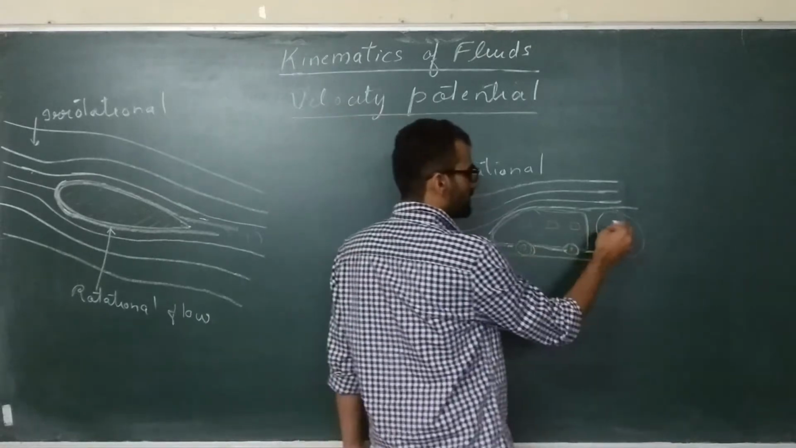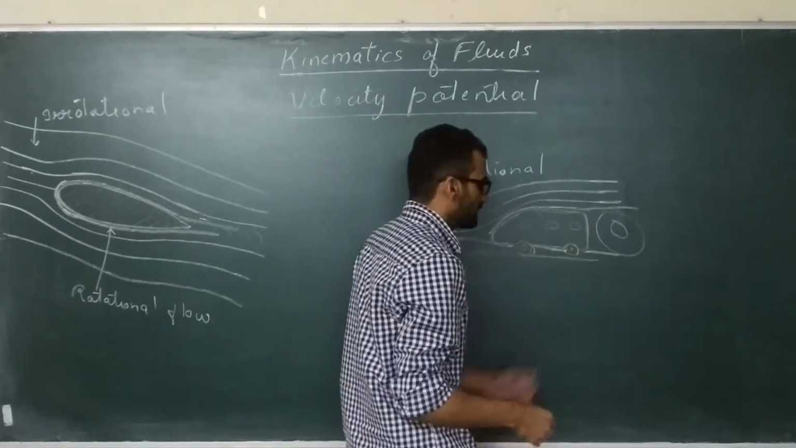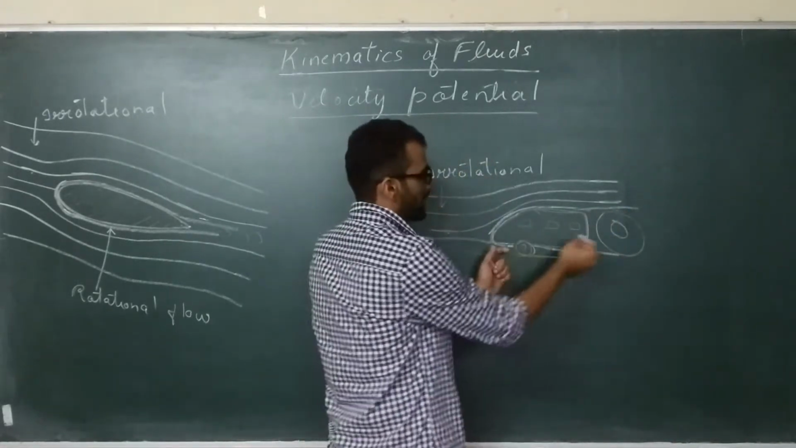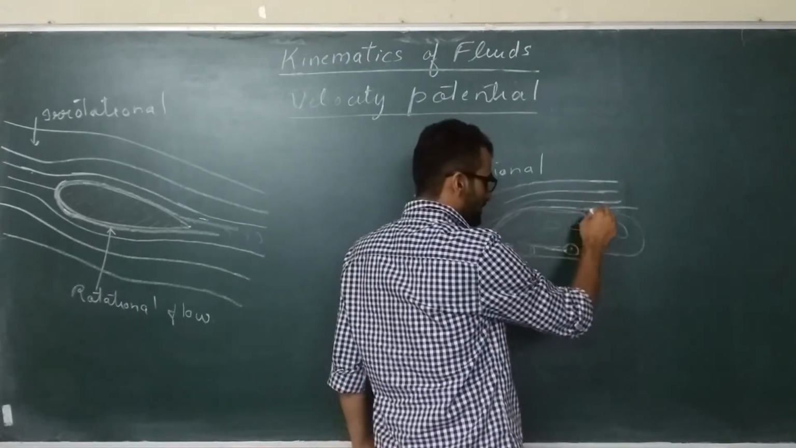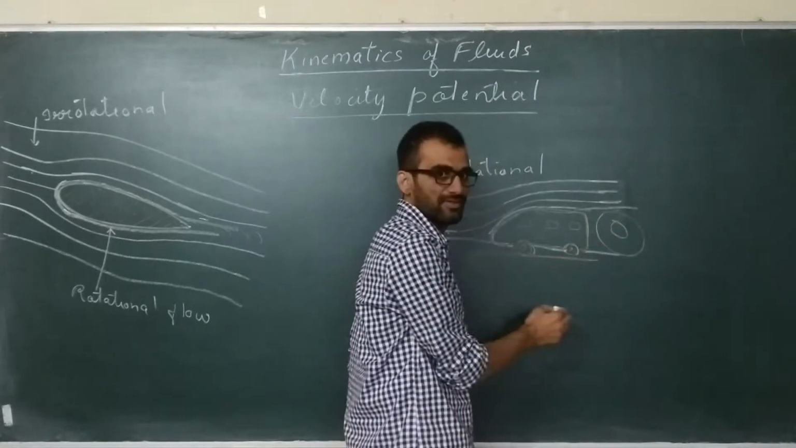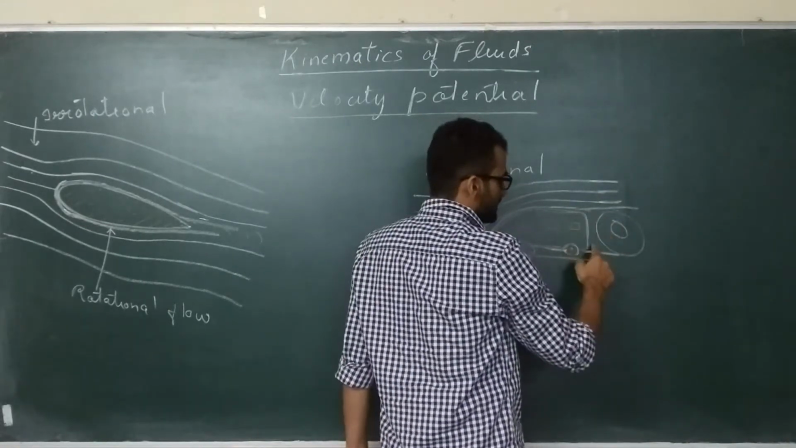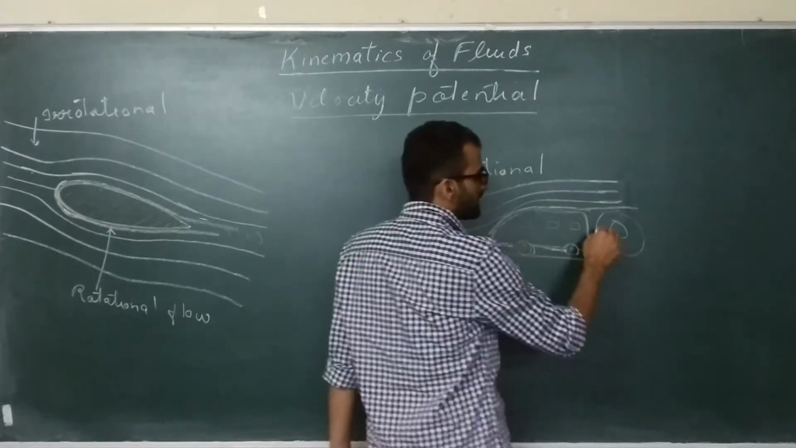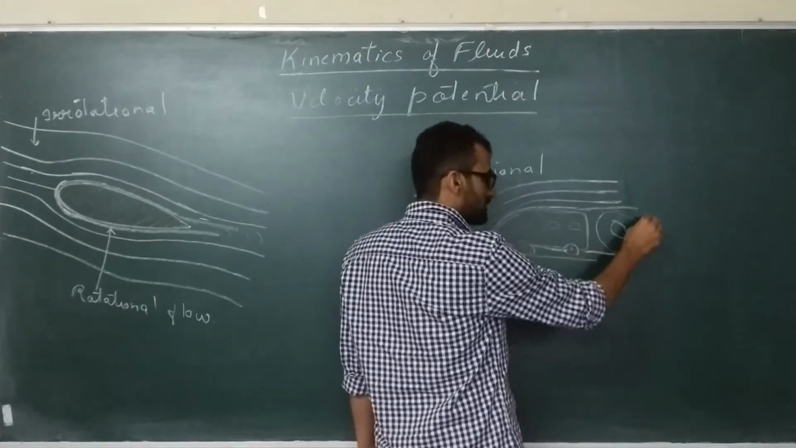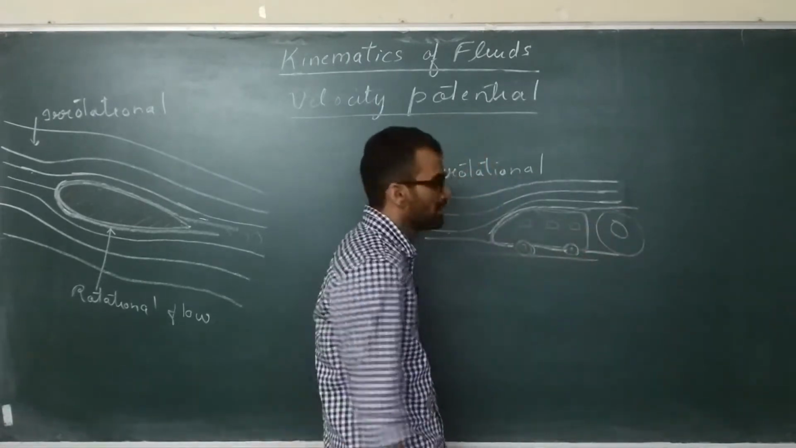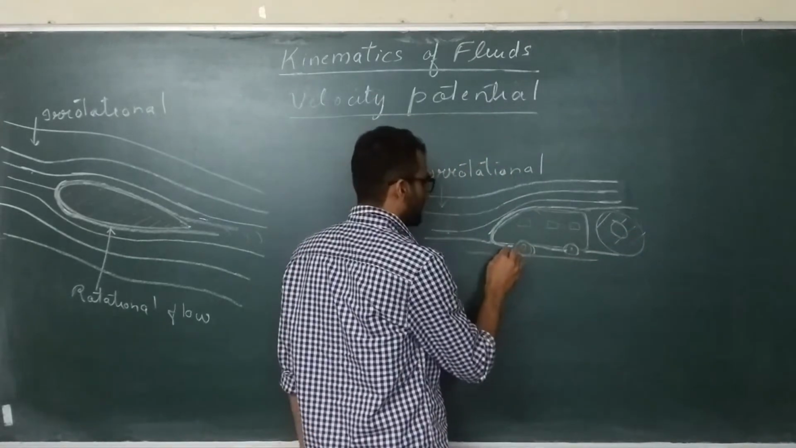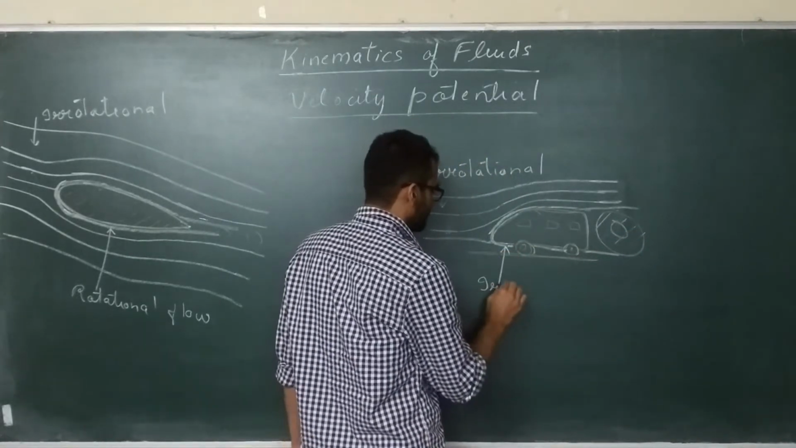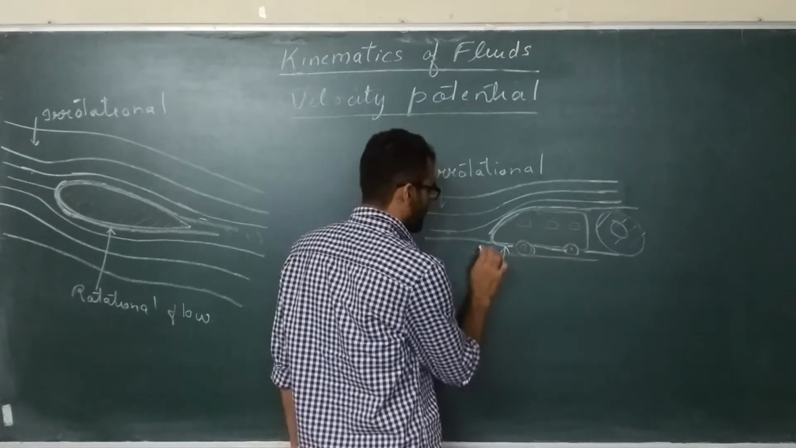Also, at the back side of the car, this is just some extra information, at the back side of an object there is a flow separation. The flow does not reattach itself, and there is a separation of flow, and here we get negative pressure. This is called a wake zone. This is also a highly rotational zone. So the back side of the car is also highly rotational. So this is rotational flow.